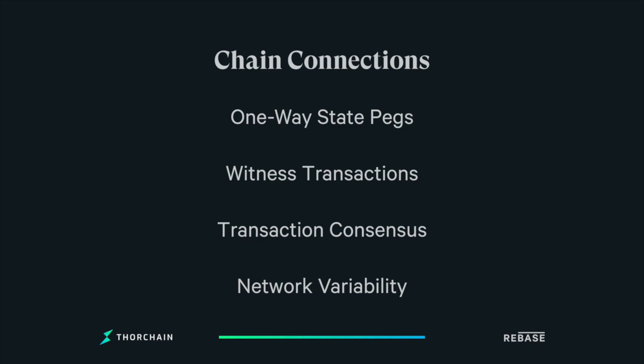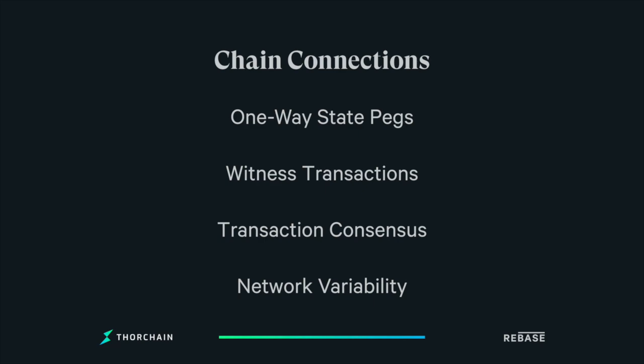In keeping track of what's going on in other networks, nodes need to watch what's going on. When a node sees a transaction on a connected network, it records this in what's called a witness transaction. A witness transaction is, in essence, a message from a node saying, this is what I saw happen. It might be, I saw somebody send one Bitcoin into THORChain, for example. And nodes are watching connected chains all the time and sending witness transactions into the network on a continuous basis.